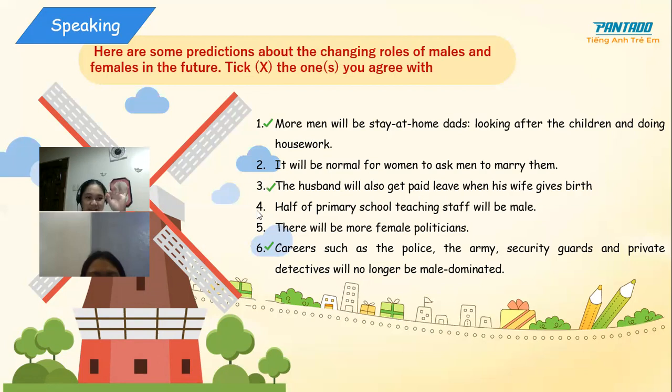Number one, three, and six. Number three and six. Yes. One, three, and six. One, two, and six. Yeah. One. Okay. Why do you not agree with number three first?